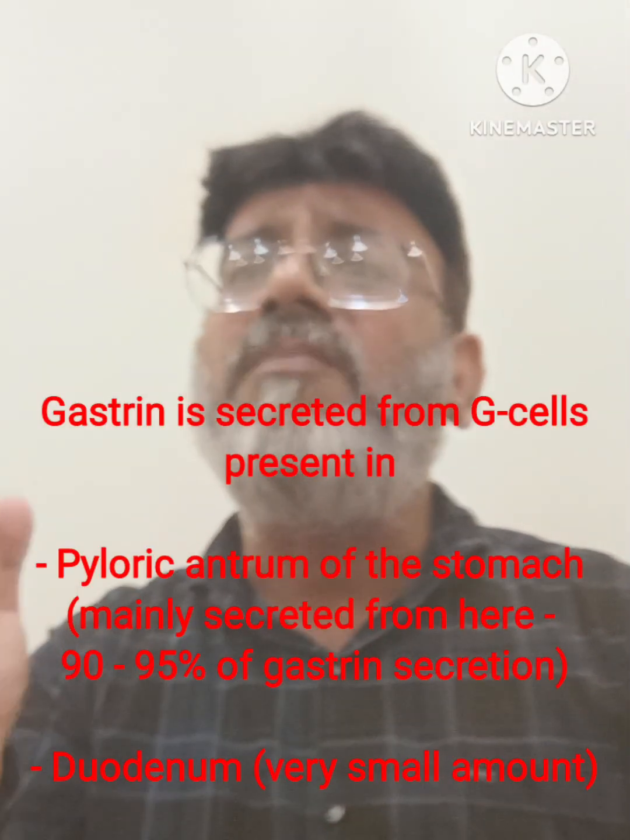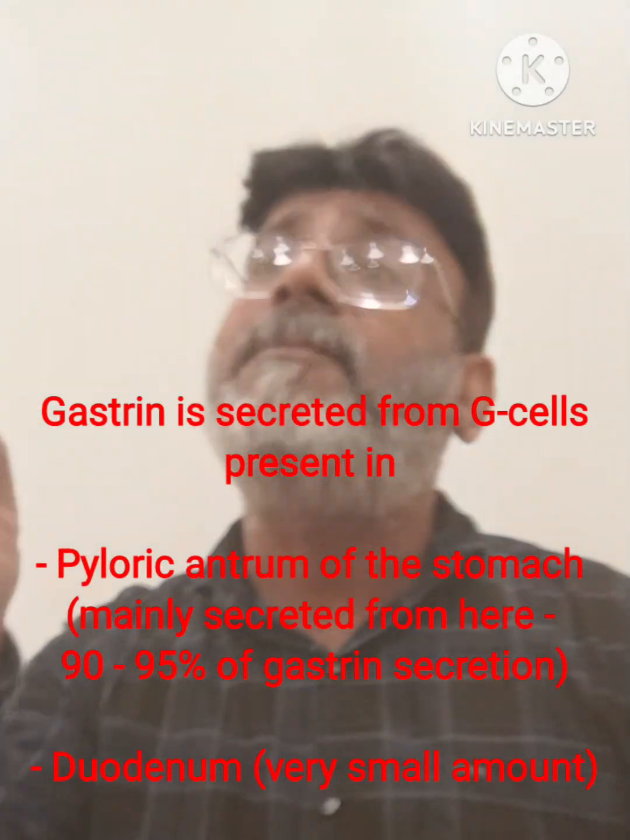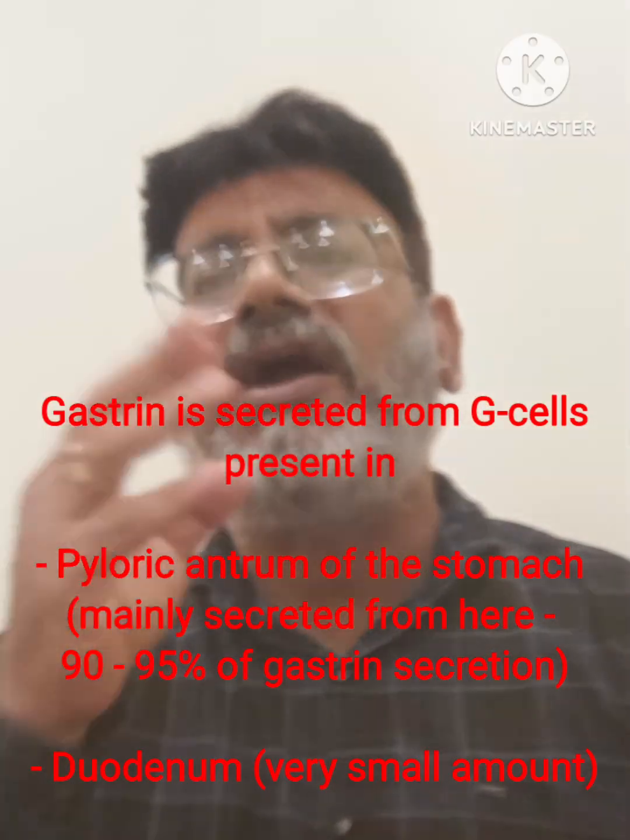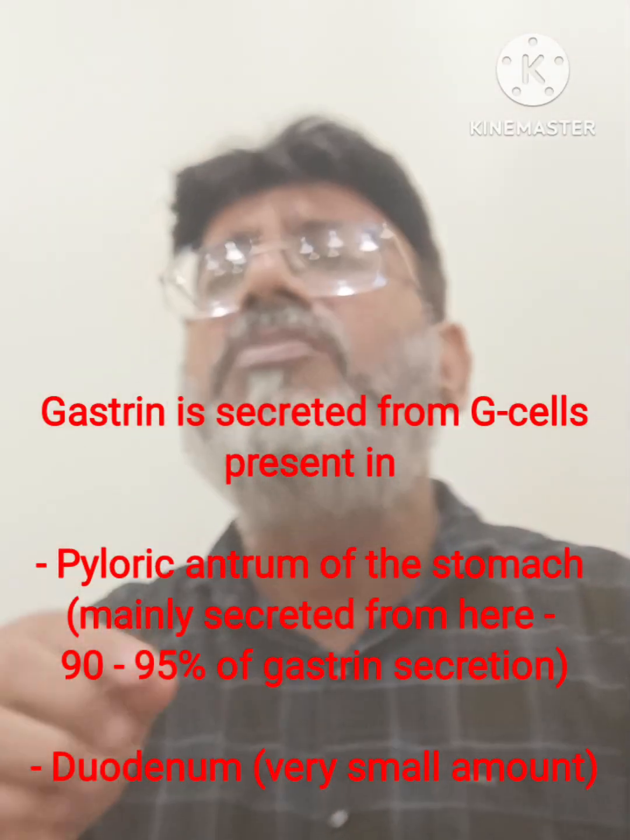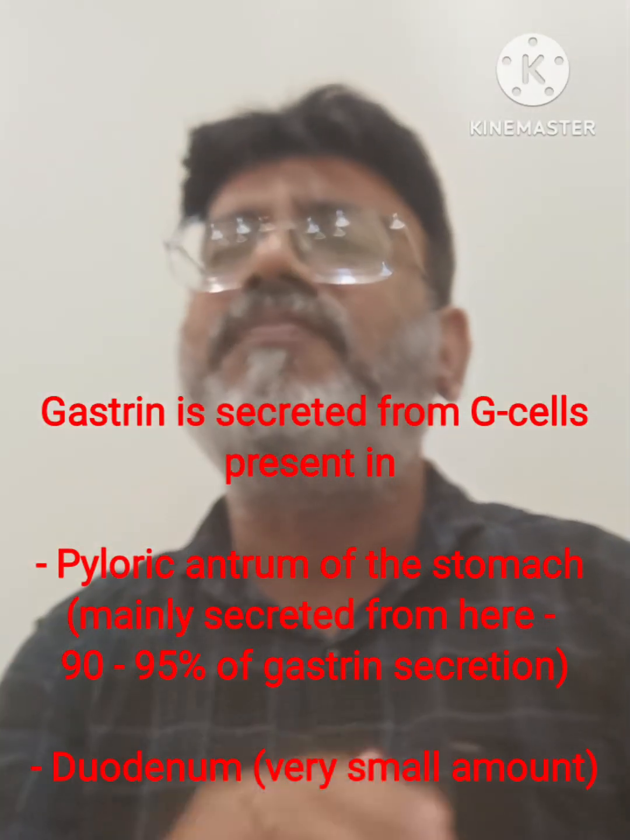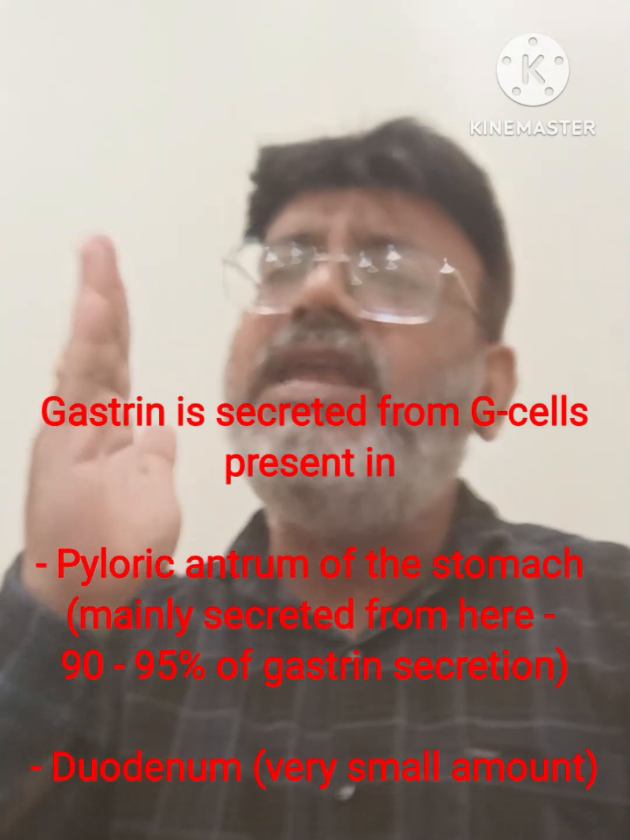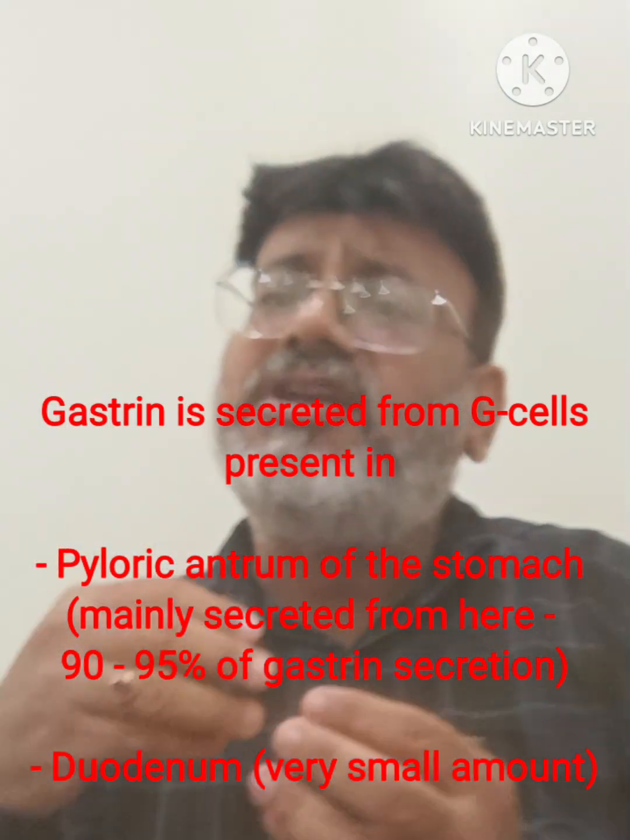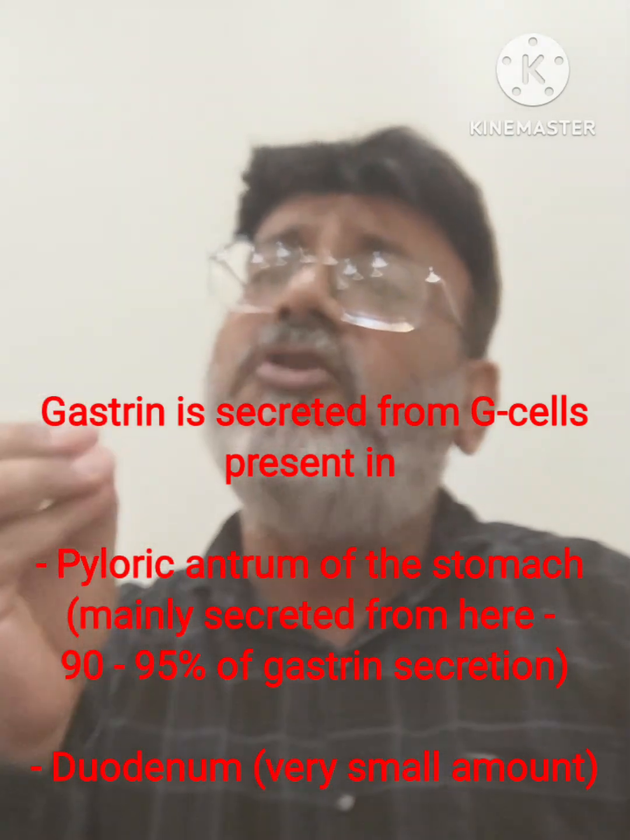Gastrin is secreted from G cells present mainly in the pyloric antrum of the stomach and a very small amount from the G cells present in the duodenum. About 90 to 95% of gastrin is secreted from the G cells of the pyloric antrum of the stomach. G cells, we know, are endocrine cells, that is, they are ductless cells and they release gastrin directly into the bloodstream. Now what are the functions of gastrin?